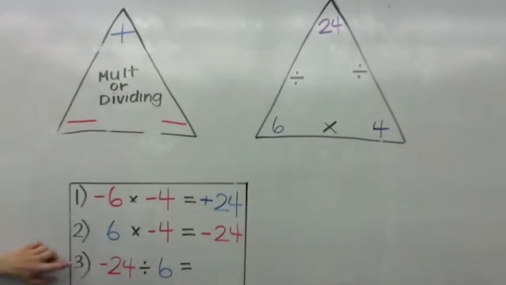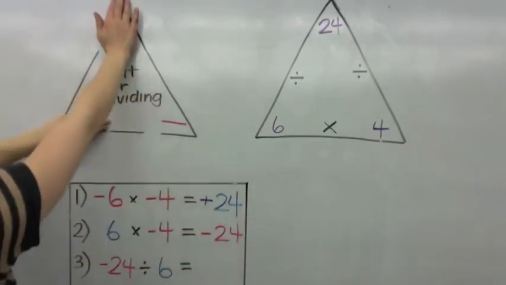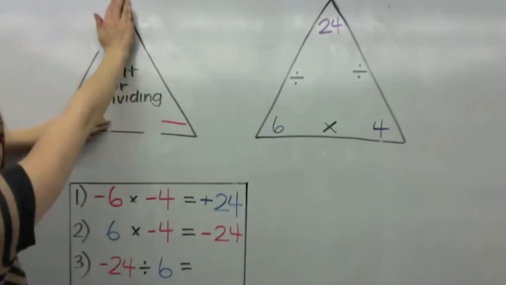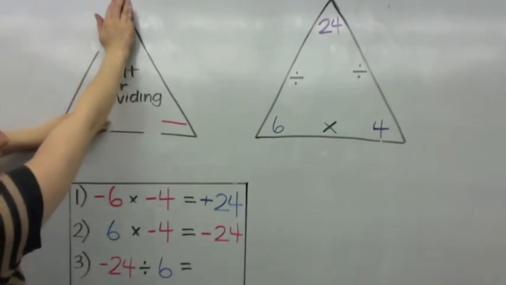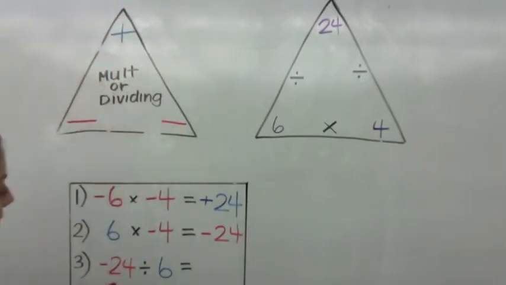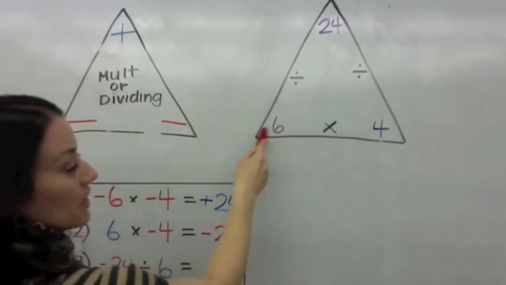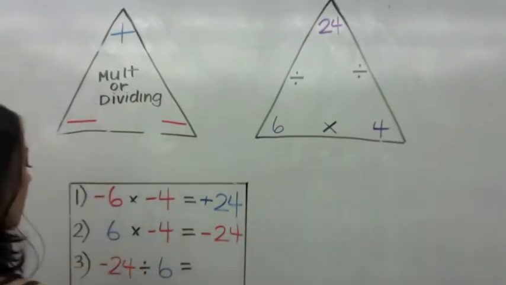Now we're going to do some division problems. We're going to do -24 divided by +6. Read it with me: negative 24 divided by positive 6. So on this triangle, you cover up a negative and you cover up a positive. So what's left? It's negative. So negative 24 divided by positive 6, you see 24 divided by 6 is 4, but it's negative.